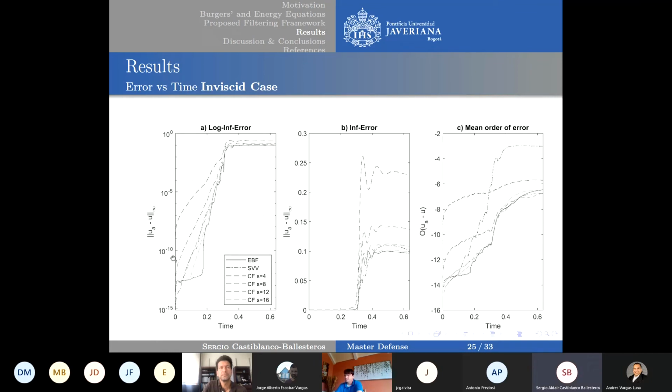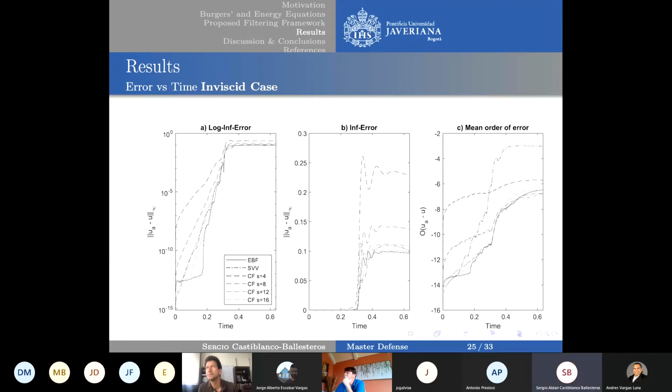Okay, in both cases, the proposed methodology can be seen as a lower envelope on the error of classical filtering techniques. And at the end of the simulation, the best infinite norm error is achieved by the proposed methodology. And remember that infinite norm is related with point-wise convergence. Plot C is the mean order of error over time, and it can be seen that the proposed methodology performs as well as the classical filtering techniques on preserving mean convergence.